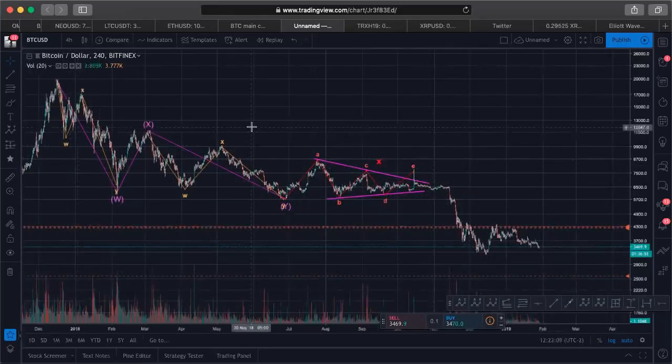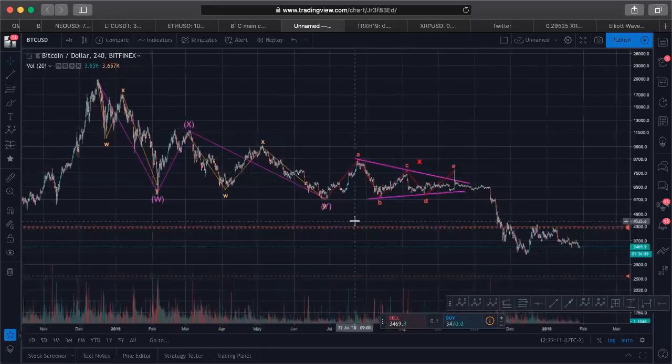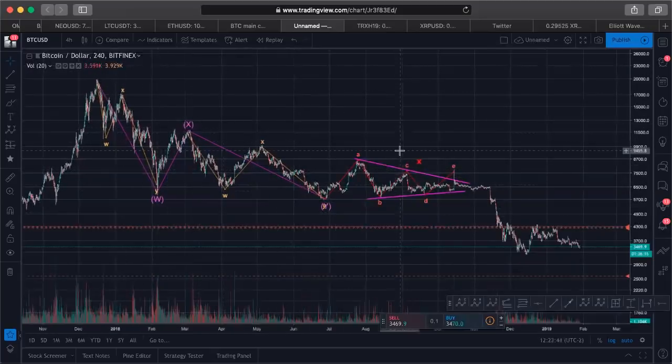So what we have at the beginning of our correction, in my opinion, is a big W wave. So it's a double three WXY correction, which is all one big W. You've got the WXY for your little W, your little any three. An X wave can be any three correction, or it's a failed impulse essentially. So our little X wave there, and we've got the next Y wave, a double three correction, to finish off this big W wave here.